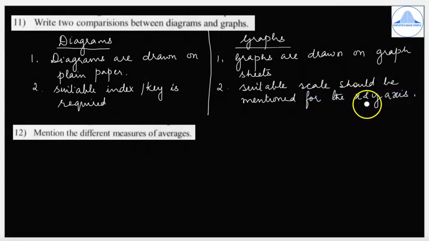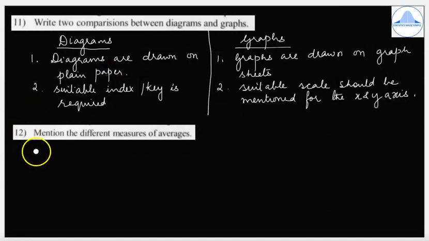There are various other points. That is, a diagram should not be overloaded with too much information. And you know that graphs are more accurate than diagrams. And usually for diagrams, to indicate the different parts, you have to use different types of colors, shadings, and crossings. So these are some of the comparisons between diagrams and graphs. But if you write 1 point each for diagrams and graphs, you will get 2 marks.